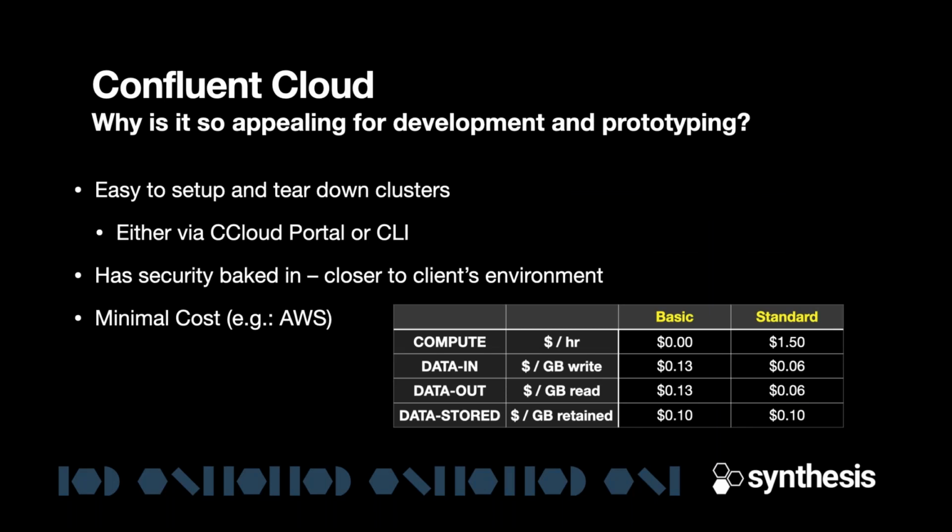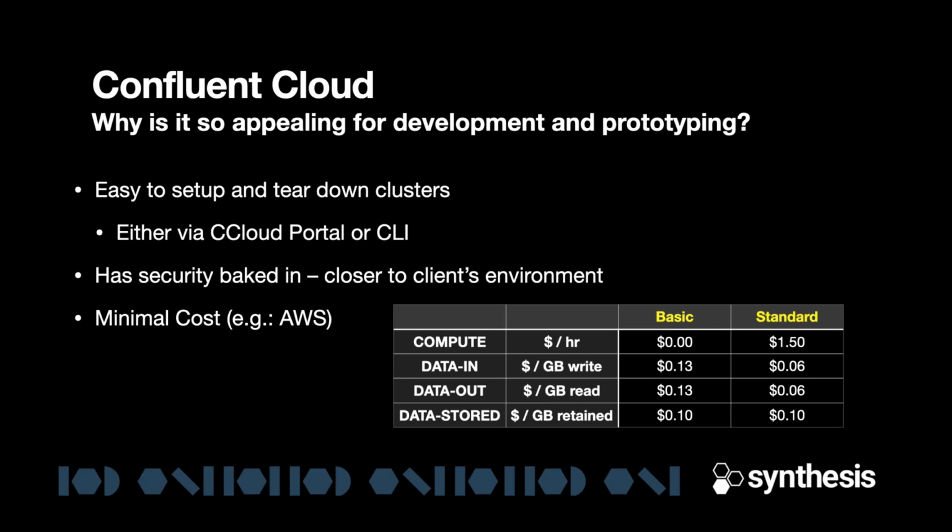Why is it so appealing for development and prototyping? It's quite easy to set up and tear down clusters. It's very, very easy. And you can do it in two ways: through the Confluent Cloud portal, by UI, or by a CLI. And we're going to deal with both of those in the demo. It has security baked in, so it's a bit closer to the client's environment, because if you operate everything on your laptop completely, you end up in a very non-secure situation. Your code is not really dealing with the parameters for security. So it's missing a bit.